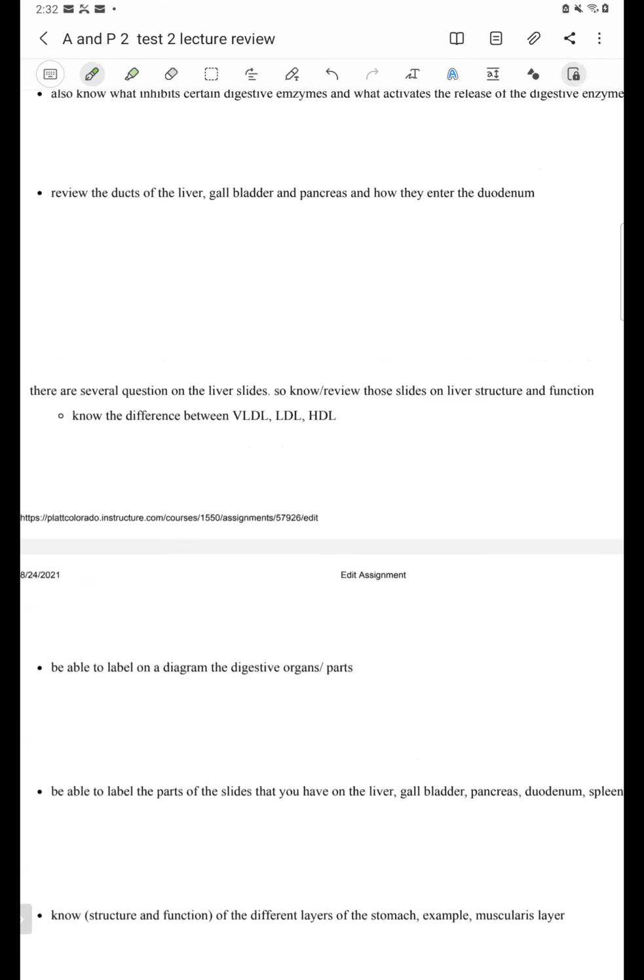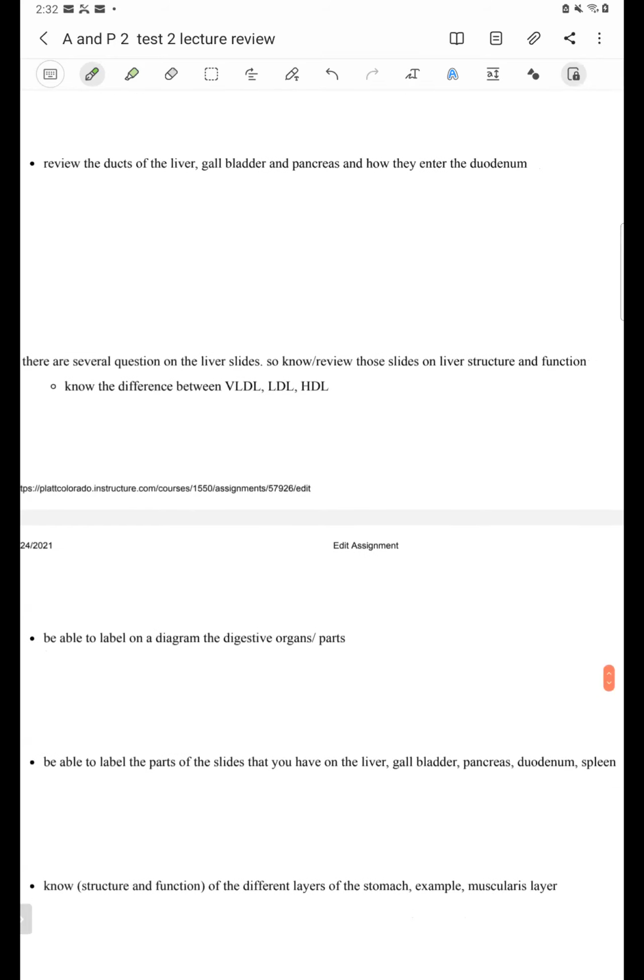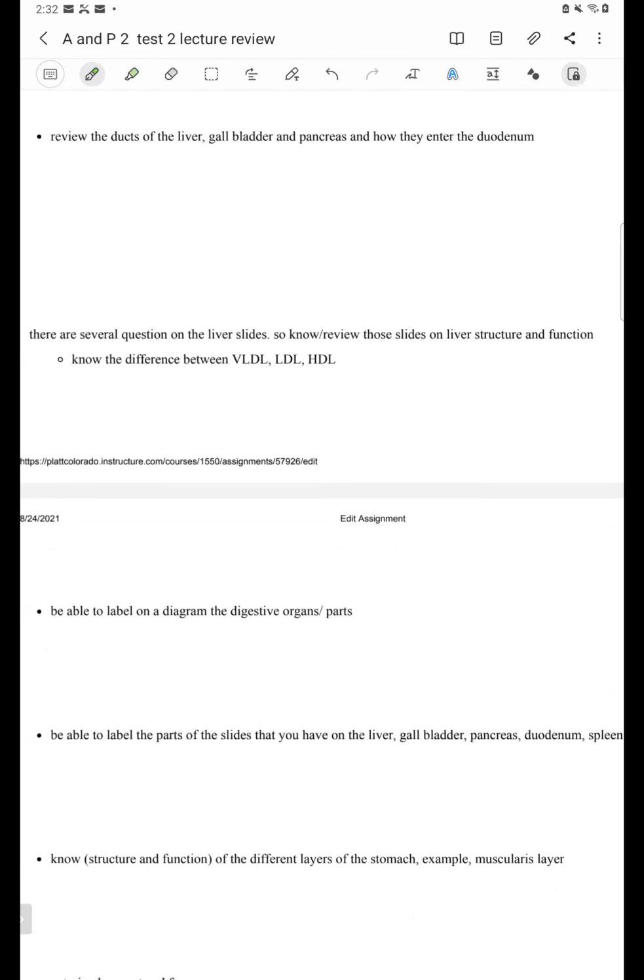Okay, so we did look at the common bile duct and all that, the tubes that come out of the gallbladder and the liver and the pancreas, your pancreatic duct, and they enter into the duodenum. That is also part of gross anatomy. So if there's an arrow pointing to a tube that is inside the pancreas that's clearly going into the duodenum, what is that? So make sure you review those.